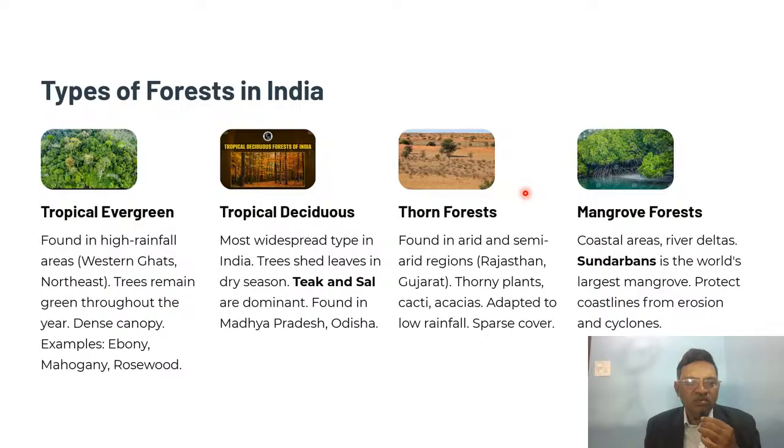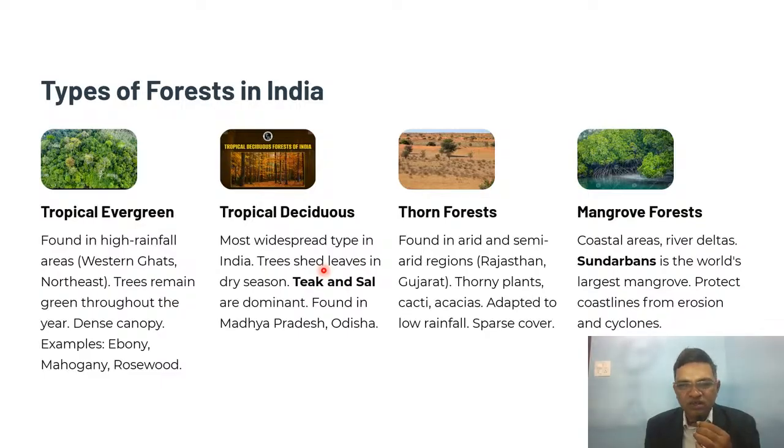Okay, dense canopy, examples are ebony, mahogany, and rosewood. That is the tropical evergreen forest. Then tropical deciduous. It is the most widespread type in India. The trees shed their leaves in the dry season. Examples, teak and sal are dominant in tropical deciduous, found basically in the heart of India, like Madhya Pradesh and Odisha.